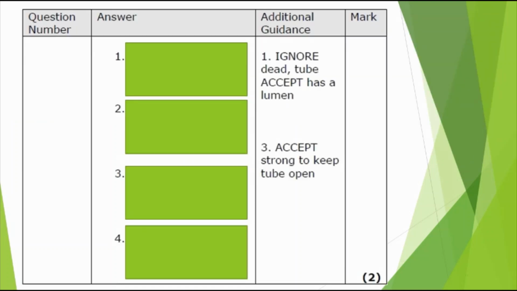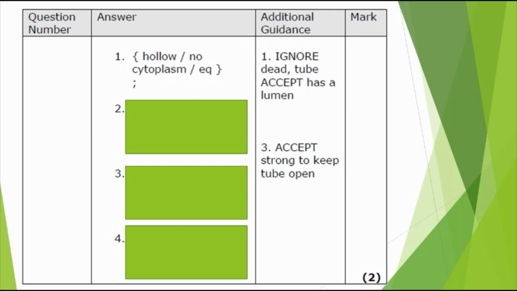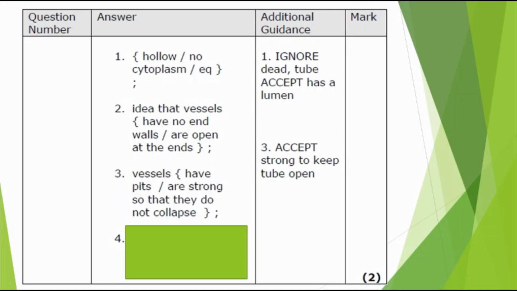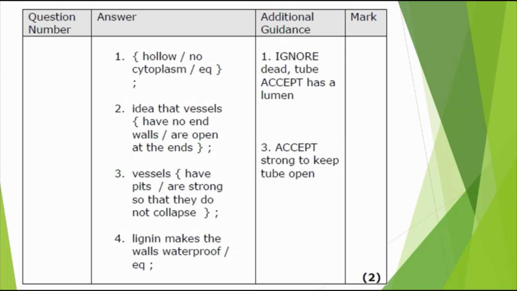Looking through our answers, the first thing that we can say is about how it's structured in order to be able to transport. How does water even get in there? It can happen because it's hollow, there is no cytoplasm or no internal organelles. You could say that the vessels have no end walls or are open at the ends, so they're more like a tube. You can also say that the vessels are really strong so they don't collapse, or that they have pits. For the same mark point, you could say they're strong to keep open. And you could also mention lignin making the walls waterproof.